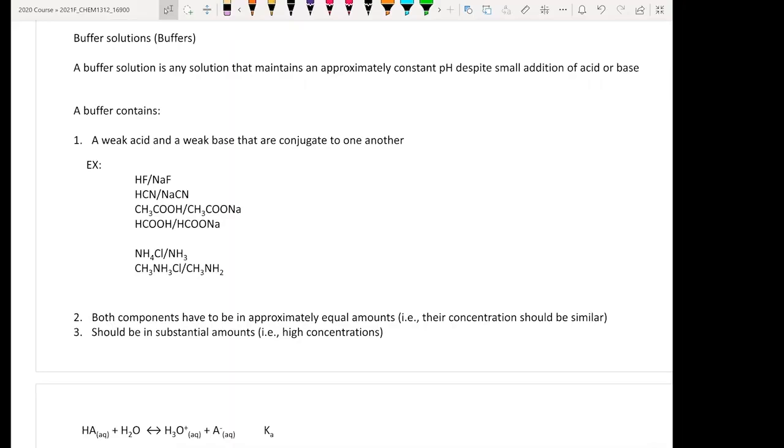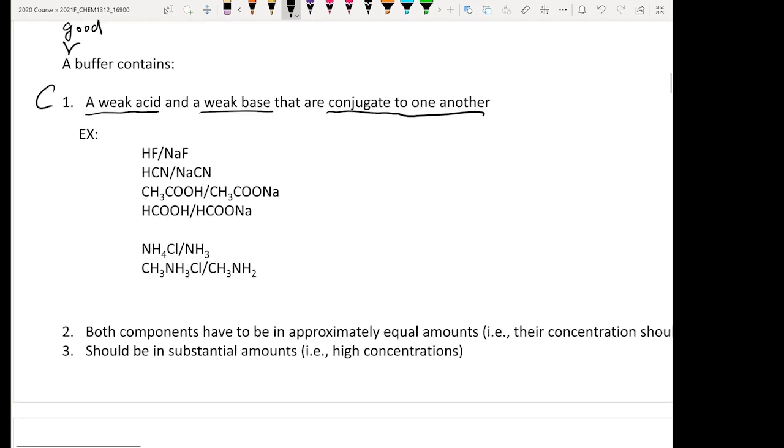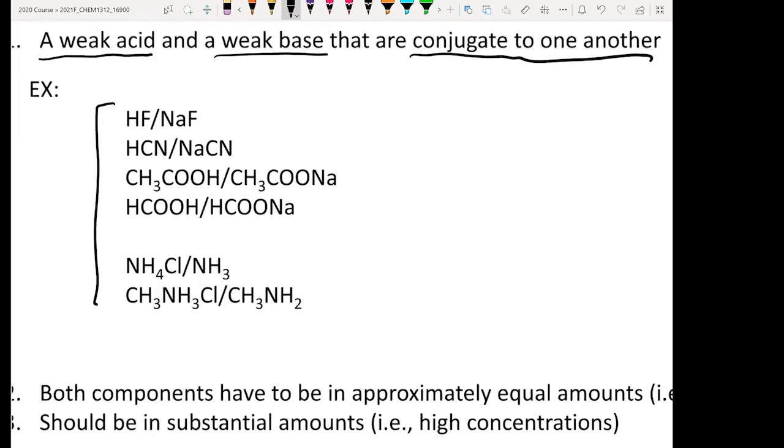So there are three main criteria to have a buffer solution. A good buffer solution should have criteria number one: you must have a weak acid and a weak base that are conjugated to one another. A few examples here. All these things are possible buffer combinations. The basic thing is that it must contain the conjugated acid-base pair.